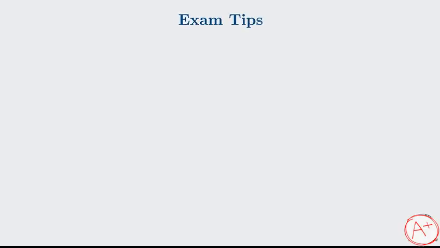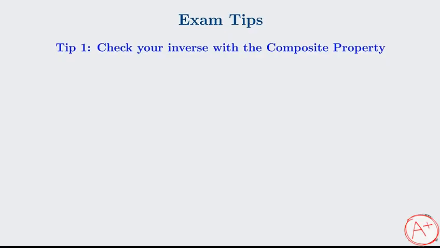To achieve top marks in your IGCSE Additional Mathematics exam, keep these professional tips in mind. Tip 1. Check your inverse with the composite property. You can verify your answer using the identity f of f inverse of x equals x. If you have time, substitute your inverse expression back into the original function. If they simplify to x, your answer is correct.